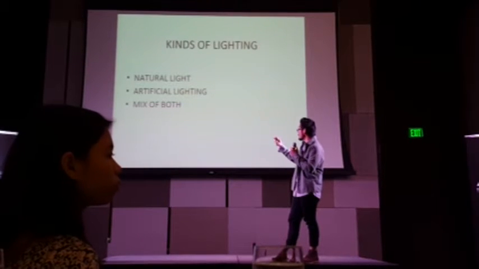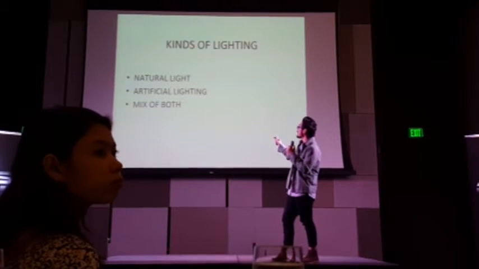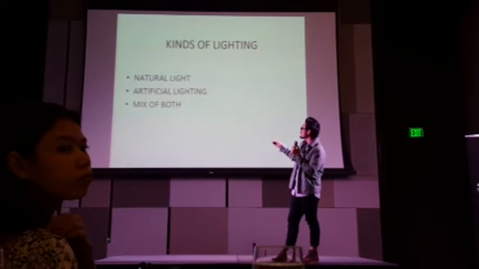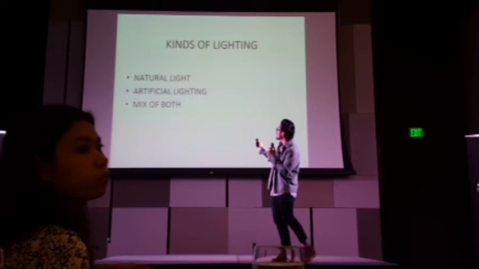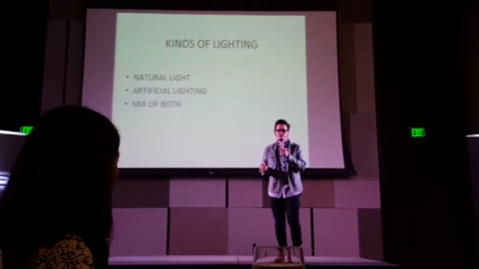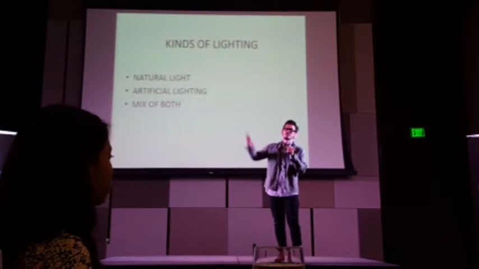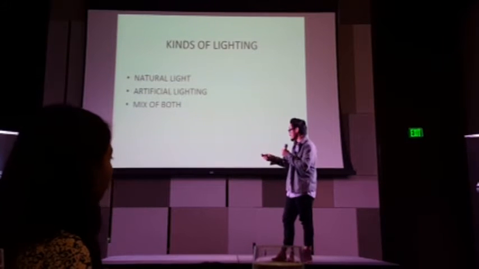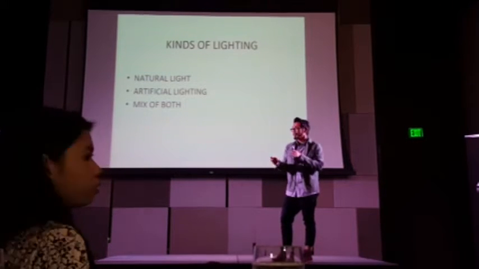There are kinds of lighting: natural light, artificial lighting, and a mix of both. Natural light is, of course, where we have one main source of light, which is the sun. And I think it's the best for me.